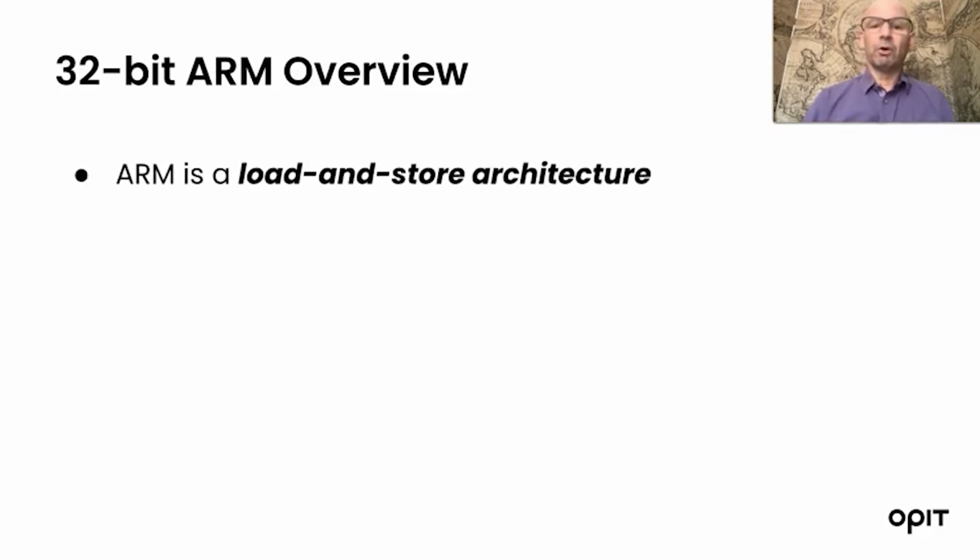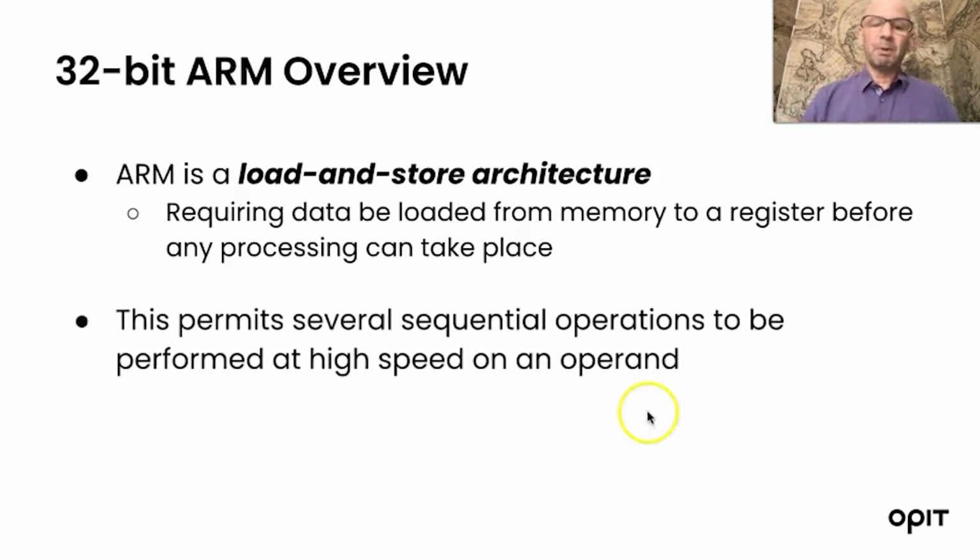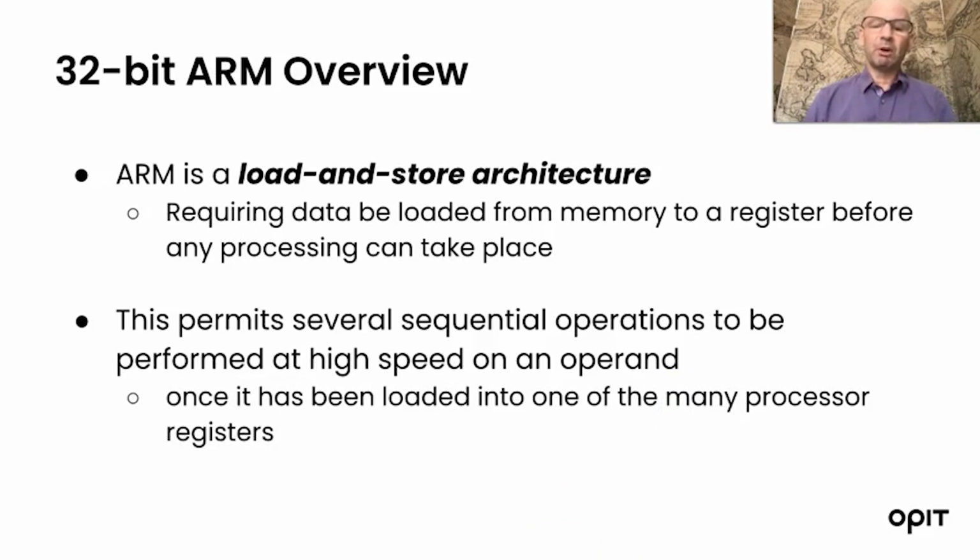So ARM is what we call a load and store architecture, so requiring data to be loaded from memory to a register before any processing can take place. So once that information is there, then it can execute super fast, right? So this permits several sequential operations then to be performed at high speed on an operand. So once it has been loaded into one of the many processor registers, then bang, bang, bang, bang, we can go through those instructions very fast because they're all small and concise.